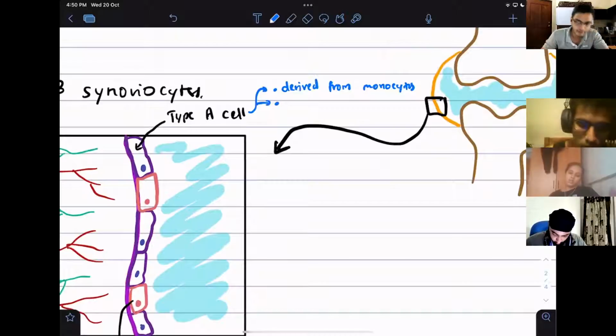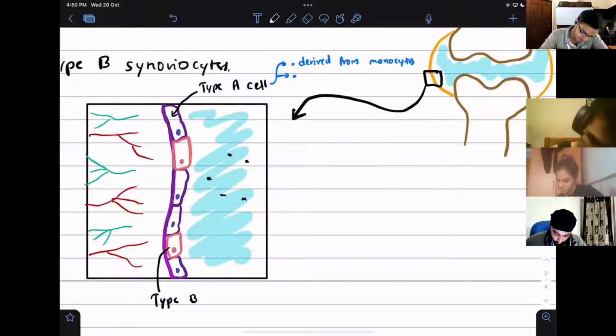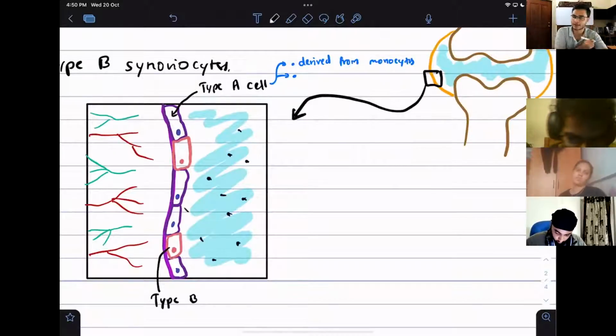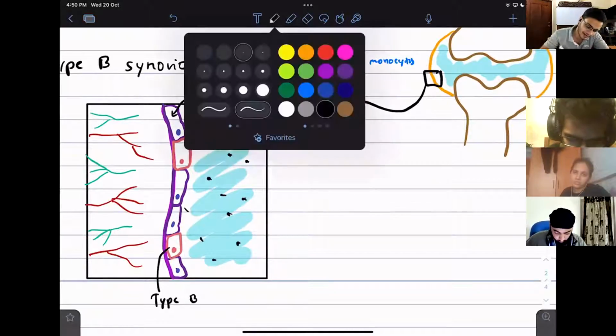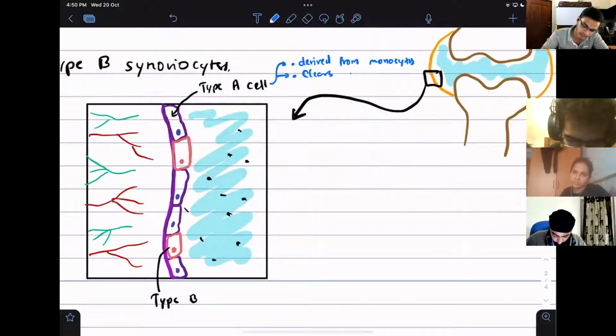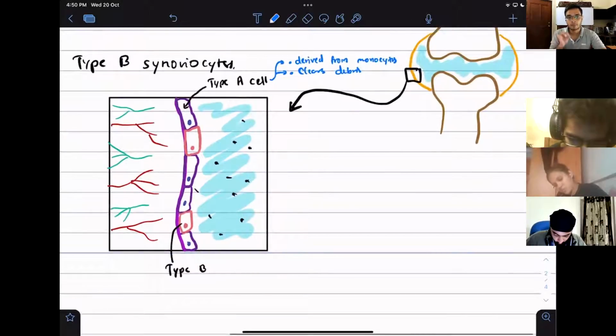They clear out. Now let's imagine this synovial fluid, if it has any debris, the type A cell will engulf that debris and clear it out. So it clears any wear and tear debris coming from your cartilages. Clears debris, right? Type B cell, guys, what's the function? Produces synovial fluid. Type B cells will produce synovial fluid.